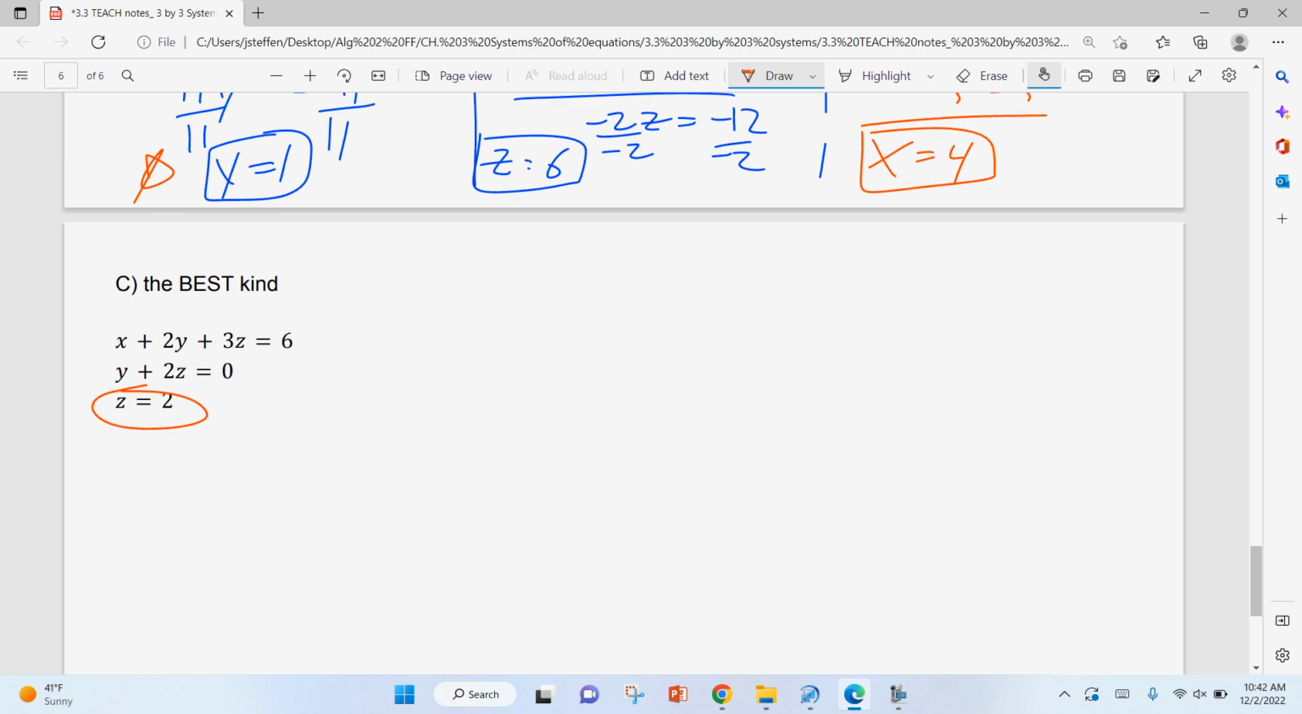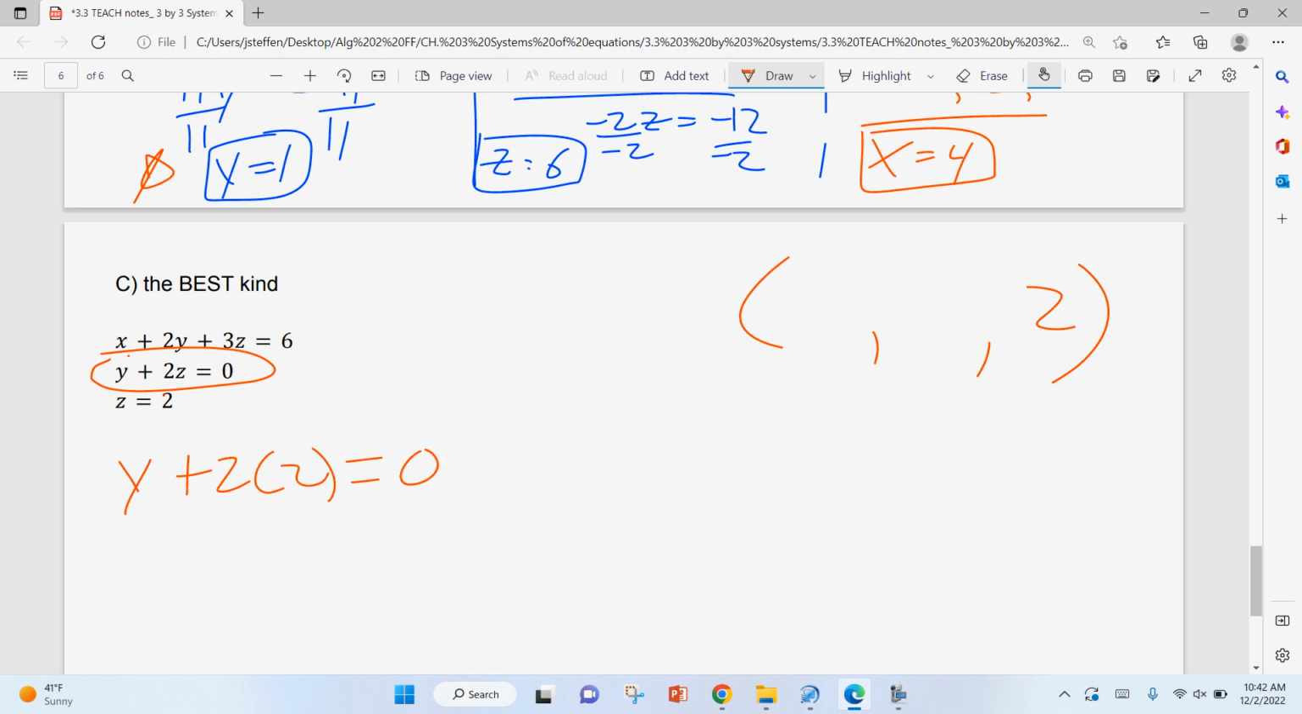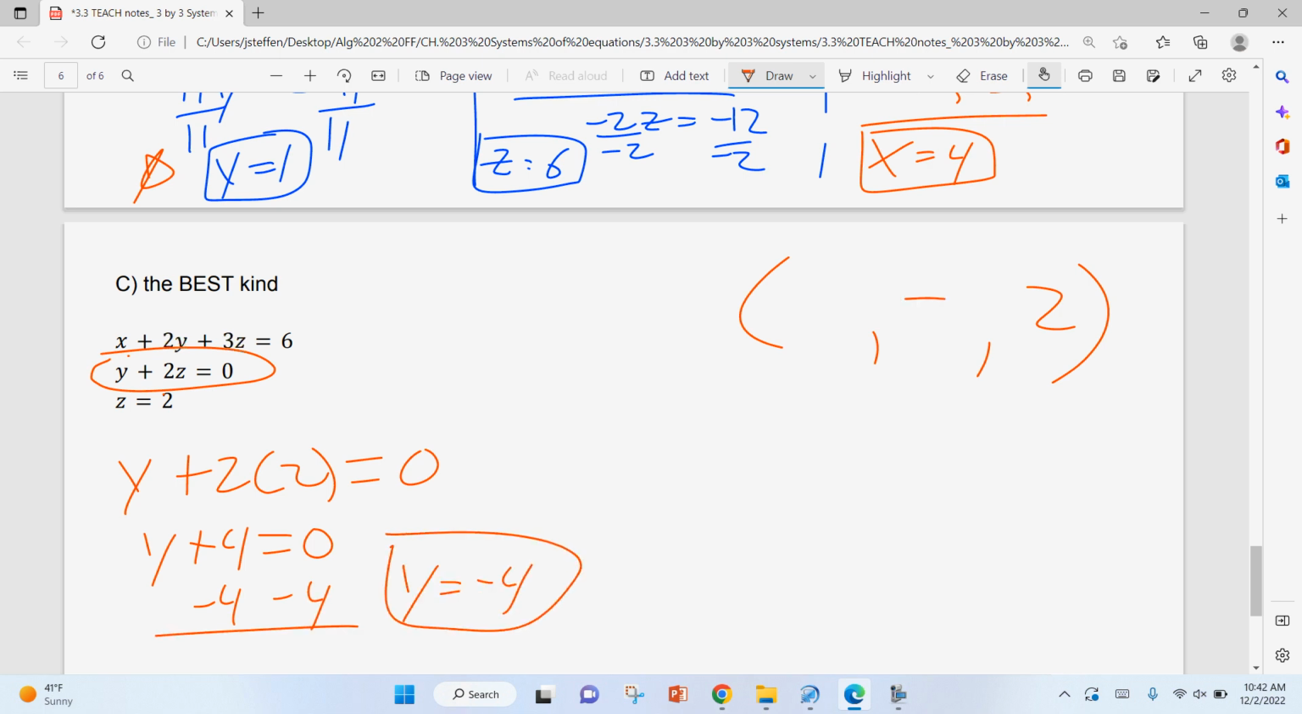So if I know z is 2, already I know some of my answer. My z is 2. So to find the other ones, take z and plug it back in to solve. Well, this one, all it has is a z and a y. So if you plug that in, y plus 2 times 2 is equal to 0. Y plus 4 is equal to 0. If you subtract 4, y is equal to negative 4. So that's my y value.